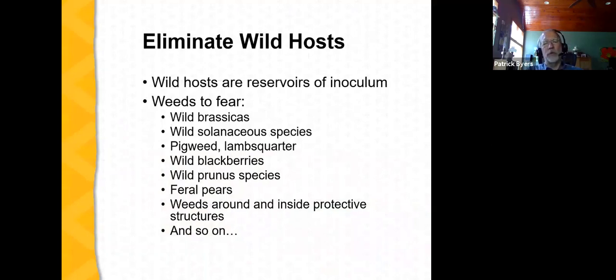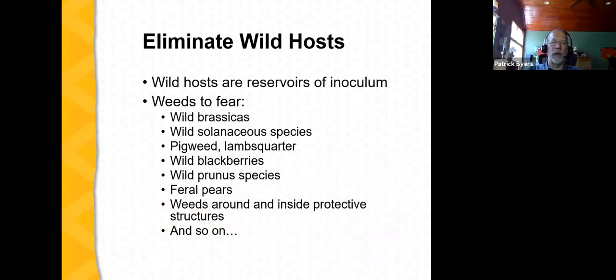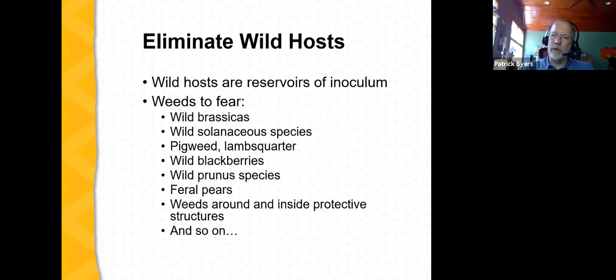Pigweed and lamb's quarter can host viruses that can then strike our crop plants. Wild blackberries are a host for virus diseases and other diseases such as that orange rust we saw earlier. Wild prunus species can host brown rot. Feral pears can be a source of fire blight, which can spread to cultivated pears. Weeds around and inside protective structures often persist over a longer part of the season, and they can be a source of diseases that can then spread to crops grown inside of these protective structures, and so on. There are other weeds of concern as well.